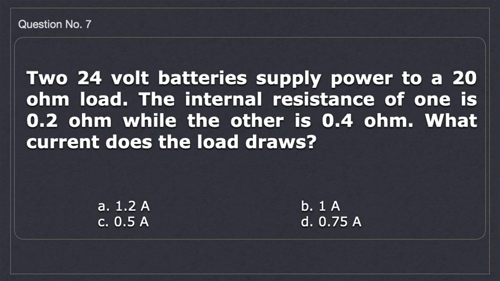Question number 7. Two 24-volt batteries supply power to a 20-ohm load. The internal resistance of one is 0.2 ohm while the other is 0.4 ohm. What current does the load draw? A. 1.2 amperes, B. 1 ampere, C. 0.5 ampere, D. 0.75 ampere. Answer: A. 1.2 amperes.